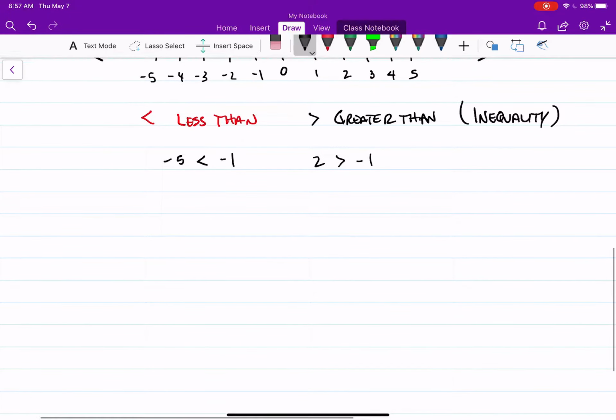Now, it doesn't matter if you wrote it this way or you wrote it this way. This means the same thing. And this means the same thing.